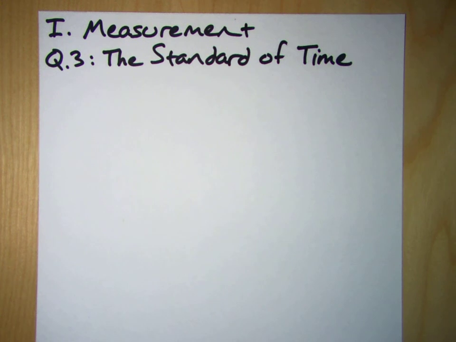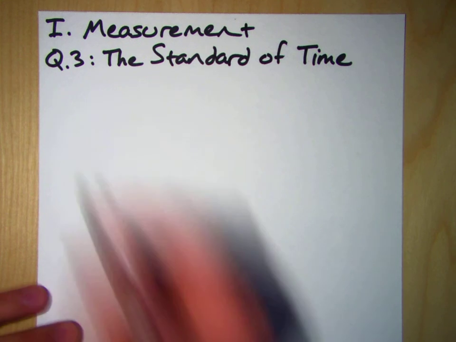Here's an interesting question. A convenient substitution for the number of seconds in a year is pi times 10 to the 7th. To within what percentage error is this correct? All right, well, first of all, let's figure out how many seconds there are in a year.